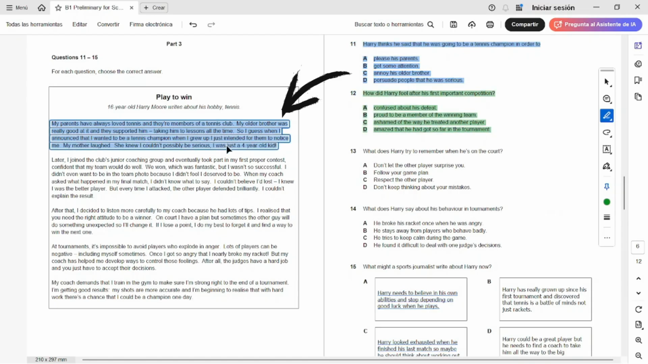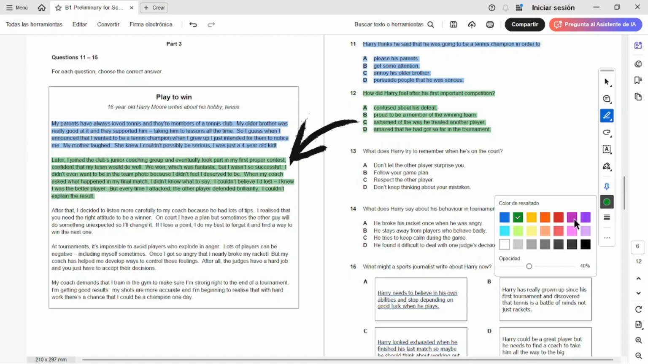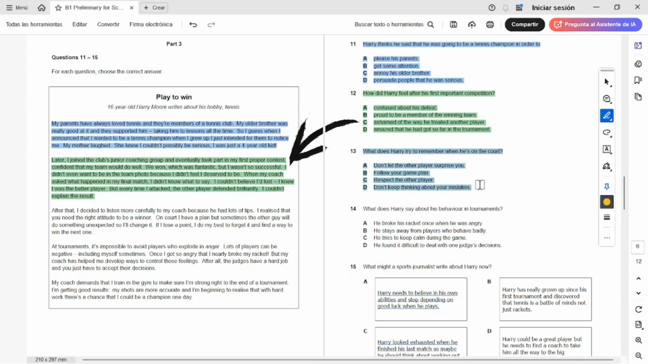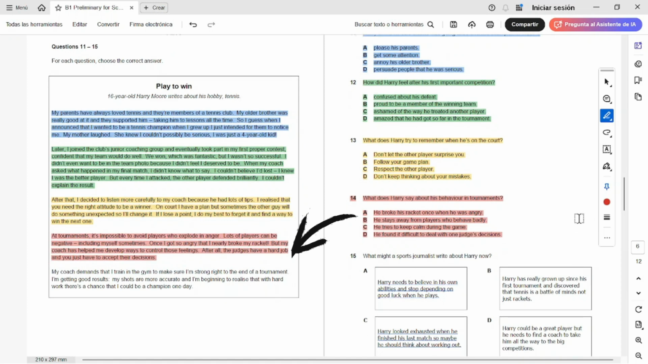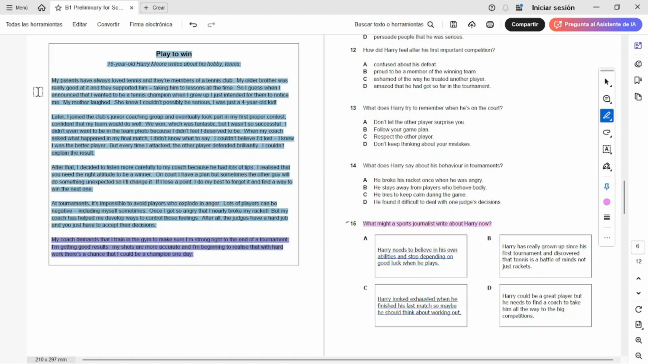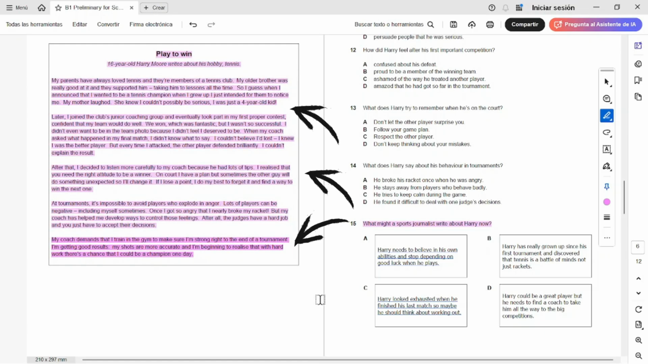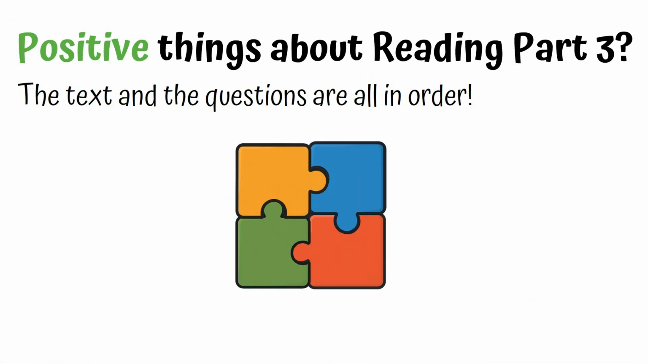The answer to question 12 is normally in the second paragraph. The answer to question 13 is in the next one. Question 14 is in the next one, and sometimes question 15 is in the last paragraph. But you sometimes have to infer information from the whole text for this question too. Okay, so that's the good thing about this part of the test.